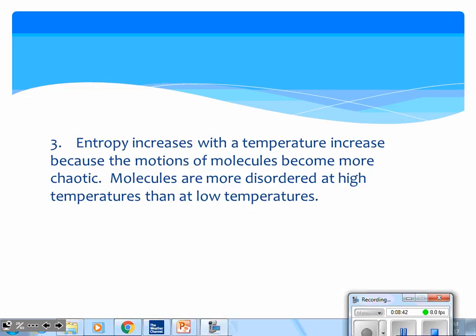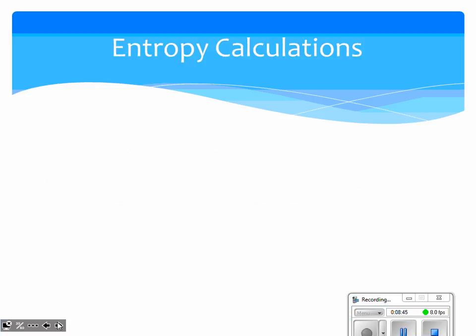So, let's look at some actual calculations. Now, I just gave you a data table that is going to be very important when we're discussing thermodynamics, which is what we're getting into. This is thermodynamic quantities for selected substances at 298.15 Kelvin, which is equivalent to 25 degrees Celsius.